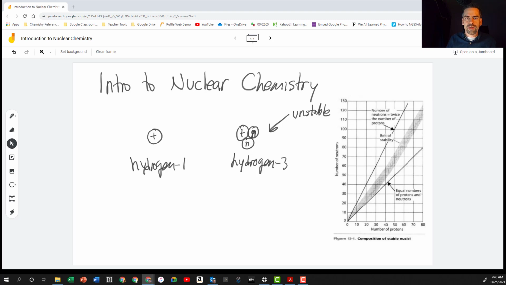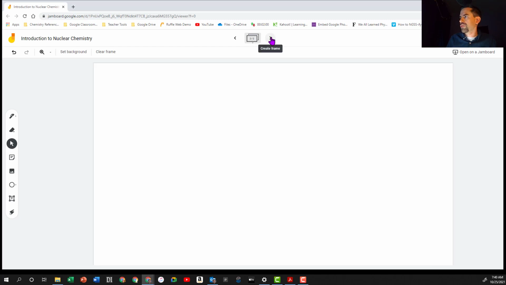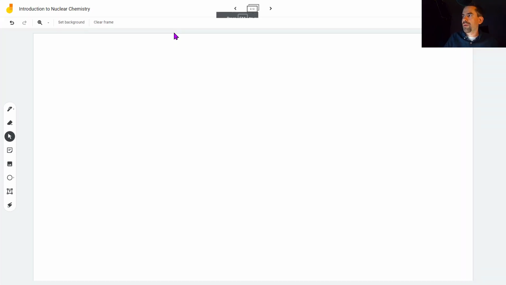So let's look at some ways that we can have nuclear decay. That is, the nucleus of the atom is falling apart and forming different types of atoms. Here's a picture. I'm going to show you another picture. You have access to these pictures in another document that I am providing to you.